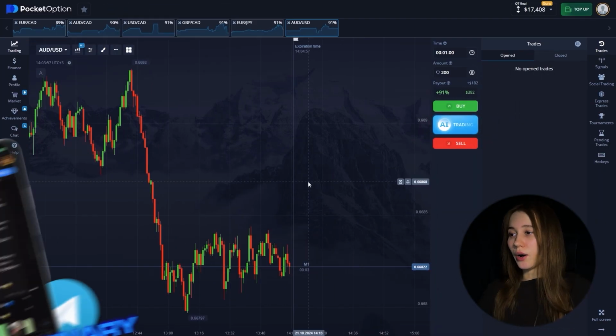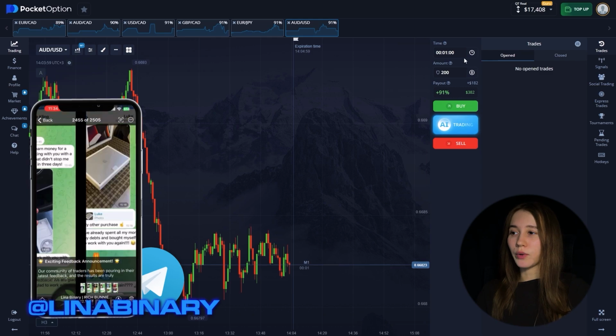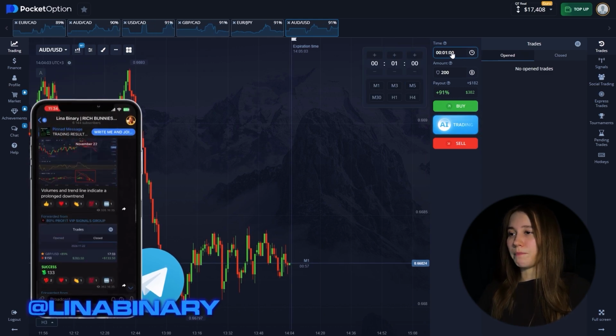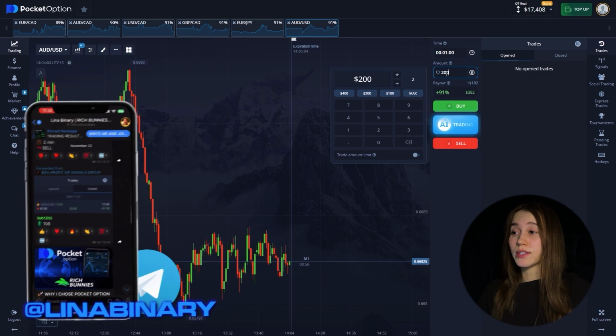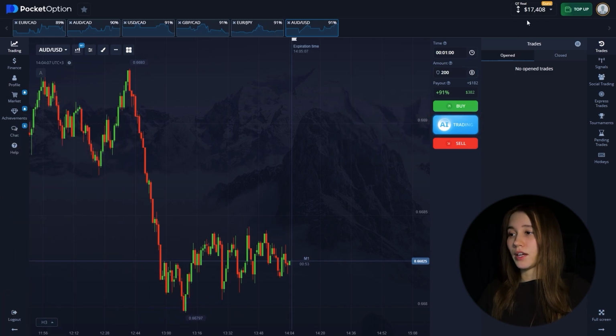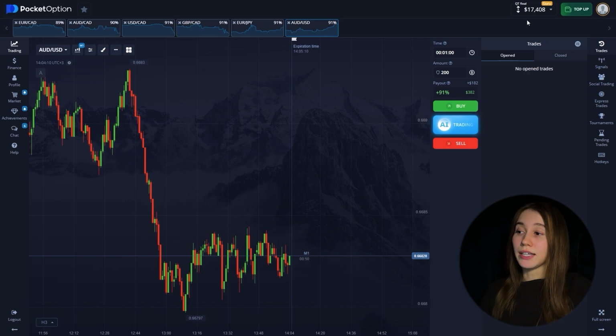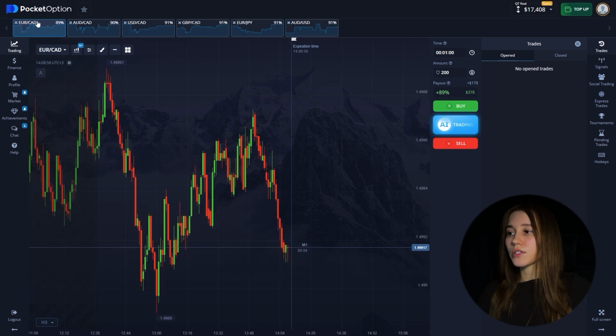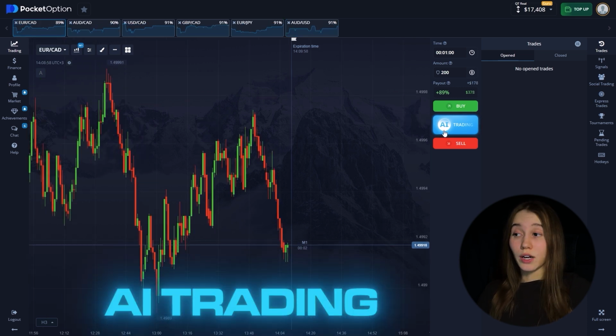What we see on our screen: we've moved to Pocket Option. We'll leave the time at exactly 1 minute. The deal amount will be $200 and our balance is $17,000. And we'll start trading using the artificial intelligence.